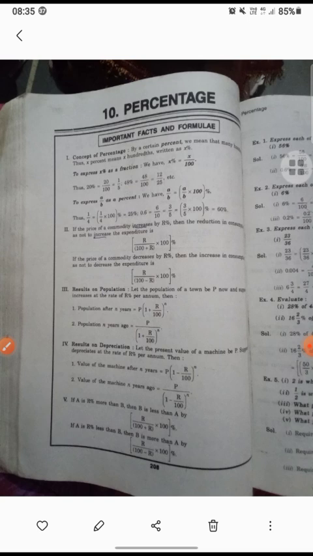So an increase of r percent means 1 plus r upon 100 times the quantity, and a decrease is 1 minus r upon 100. Population after n years is P into 1 plus r upon 100 to the power n, and n years ago is P upon 1 plus r upon 100 to the power n. After means it goes up, and ago means it goes down. So it will be P into 1 plus r upon 100 to the power n. And if we talk about earlier, then P upon 1 plus r upon 100 to the power n, meaning P will be over 1 plus r upon 100 to the power n.